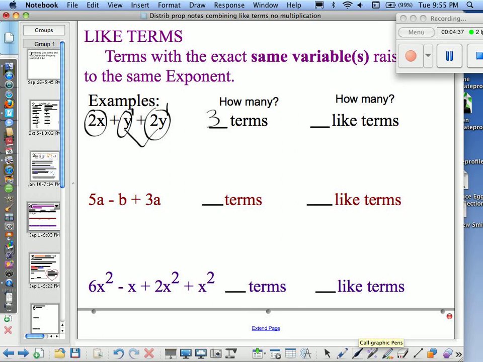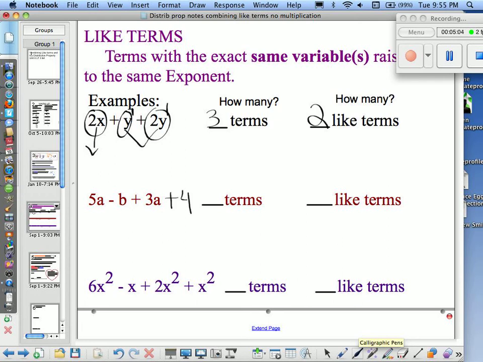Same variable, same exponent. That coefficient, that number in front, is allowed to be different. We're worried about that variable. So we've got 2 like terms. This x is not a like term with anything else. Okay, and the next one, I want to add 4 at the end.